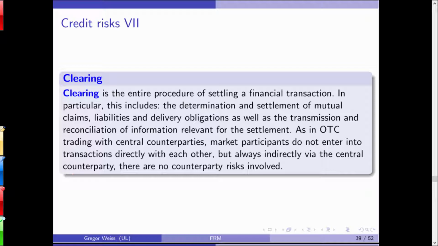And with an exchange, for example, Deutsche Börse or the New York Stock Exchange, the settling and clearing will be done by the exchange itself or by a company that is owned by the exchange. Now, I think with Deutsche Börse, the Frankfurt Stock Exchange, they have a fully owned subsidiary that is responsible for settling and clearing. Now, what does it mean?